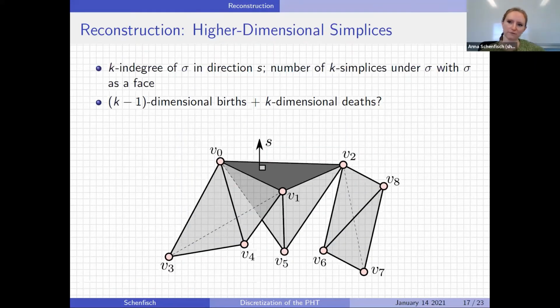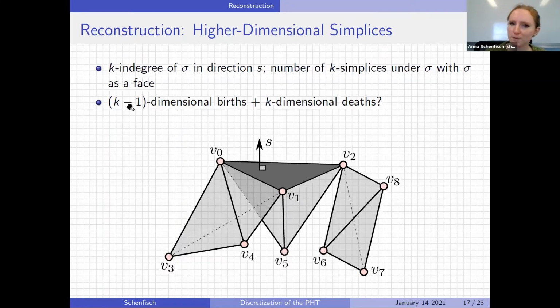So now that we have this method for reconstructing edges, we can move on to reconstructing higher dimensional simplices. So we have a similar tool called the k-in-degree. Given a particular simplex sigma, and a direction S that's perpendicular to sigma, the k-in-degree of sigma is the number of k-simplices under sigma that contain sigma as a face. So in this image, sigma is this dark gray 2-simplex, and so the 3-in-degree of sigma would be 1, right? There's 1 tetrahedron below sigma that contains sigma as a face.